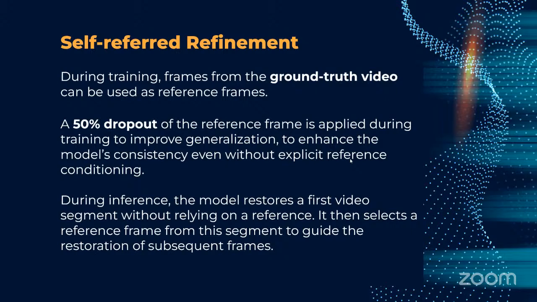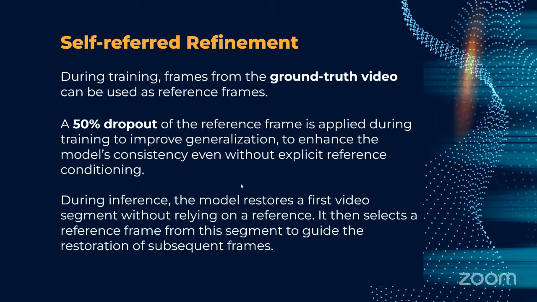But during the inference mode, it's a little bit more difficult because there, of course, we do not have a ground truth video given from which we could take any reference frames. So one has to proceed in a different way. And what one does is one first restores a small segment of the video without relying on any reference. But then from this first restored segment, one can take one frame and use that frame as a reference frame for the restoration of the later segments in the video. Okay. Now, this was the last of the modules in SVFR. So now we have seen the whole methodology.